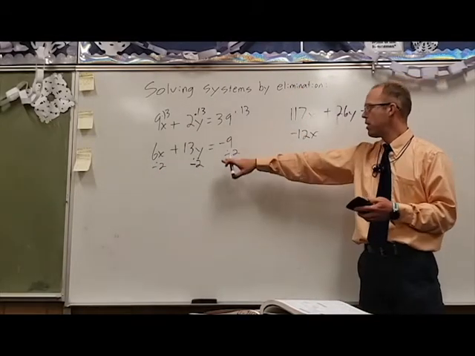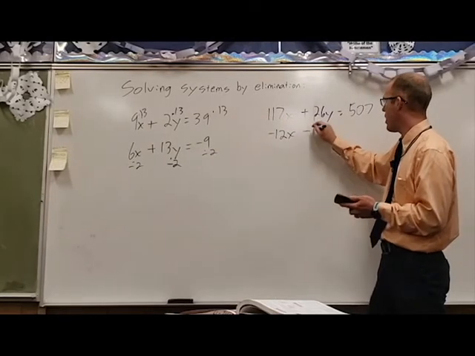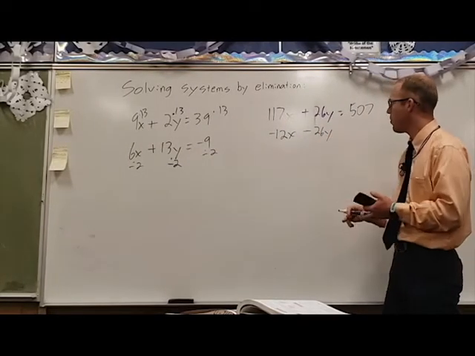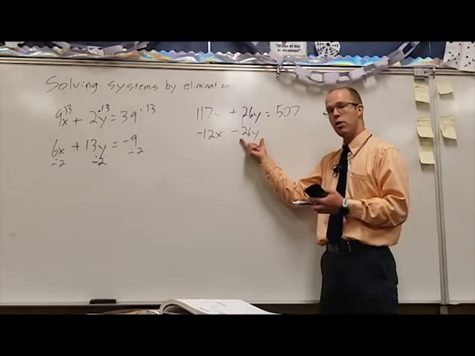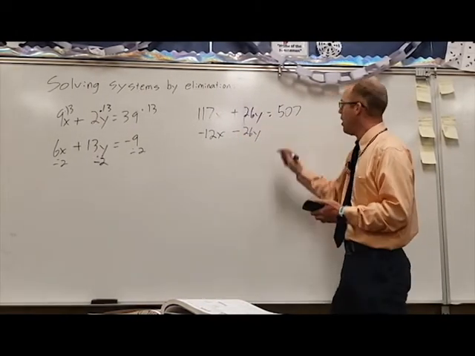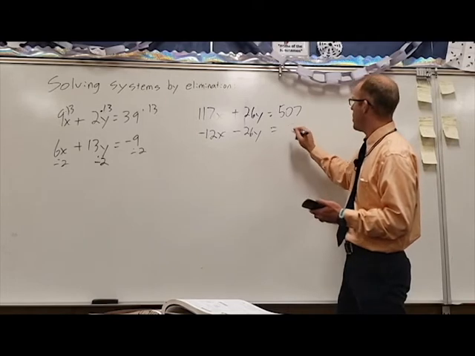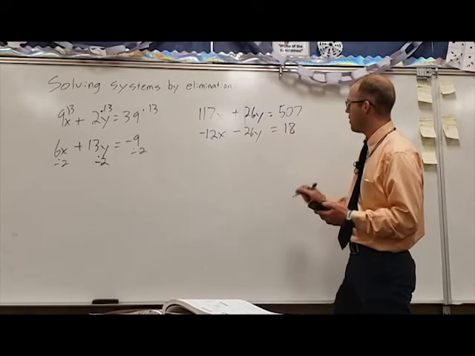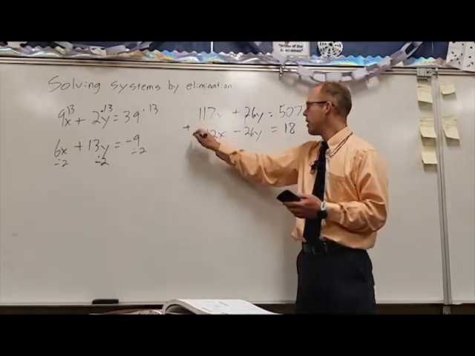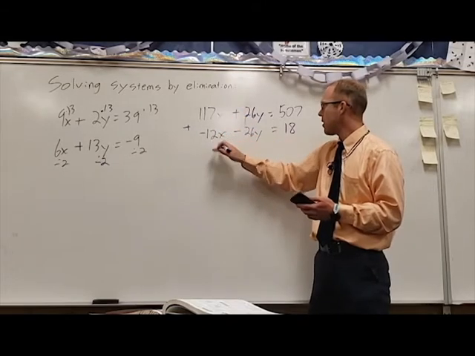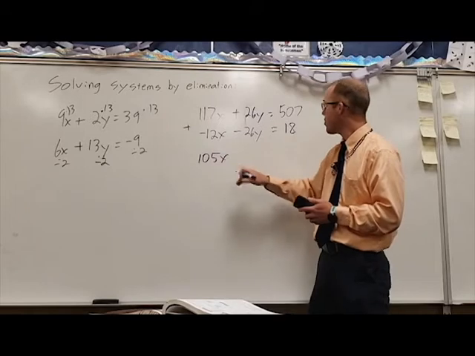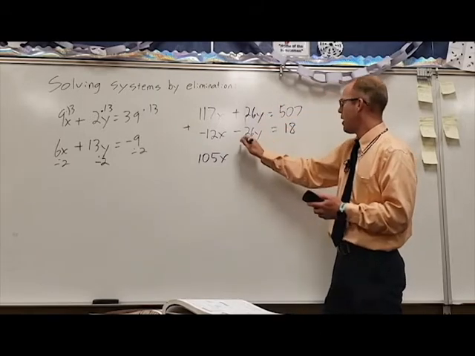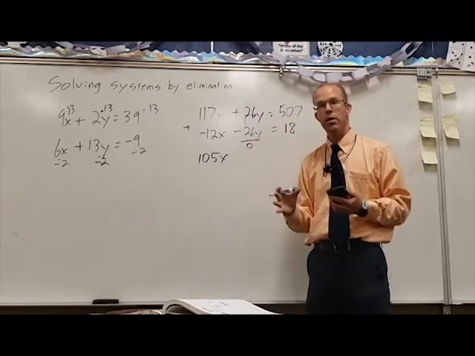We have 13y times negative 2, which is negative 26y. And I'm going to pause for a second. You'll notice that we now have terms that eliminate each other. They're set up, ready to go. On the right-hand side, we have negative 9 times negative 2, which is positive 18. All right, let's add these together. 117x plus a negative 12x gives me positive 105x. These two add together to become 0, so they have eliminated.